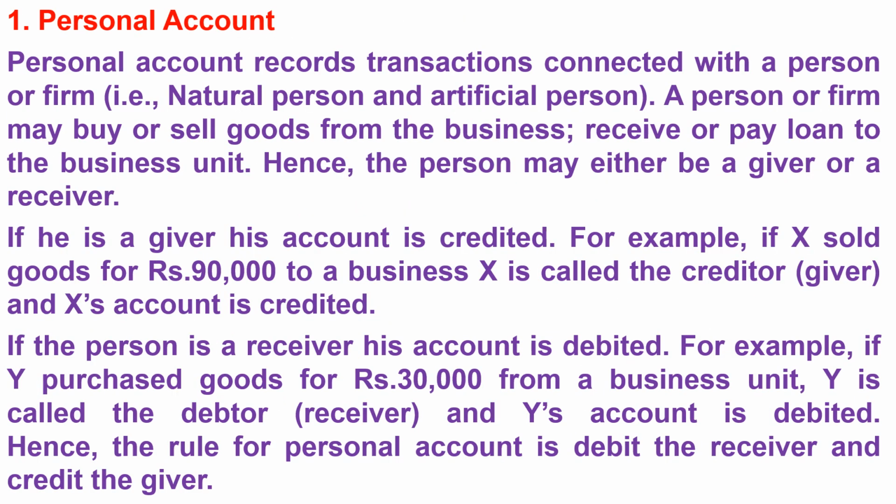1. Personal account. Personal account records transactions connected with a person or firm, that is, natural person and artificial person. A person or firm may buy or sell goods from the business, receive or pay loan to the business unit. Hence, the person may either be a giver or a receiver. If he is a giver, his account is credited. For example, if X sold goods for 90,000 rupees to a business, X is called the creditor giver and X's account is credited. If the person is a receiver, his account is debited. For example, if Y purchased goods for 30,000 rupees from a business unit, Y is called the debtor receiver and Y's account is debited. Hence, the rule for personal account is debit the receiver and credit the giver.